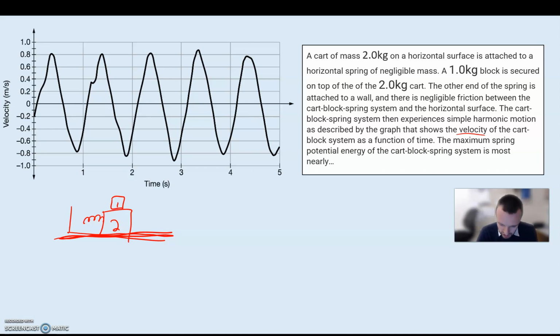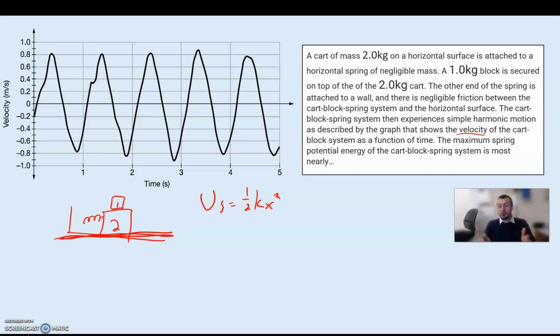The maximum spring potential energy. So that's saying, what's the biggest U_S we can get? The spring potential energy is derived as 1/2 kx squared. Interesting. So we don't know anything about x, but we do know something about the velocity. Let's see what strategies we can leverage with those 3 graph questions to try to chip away at this one.